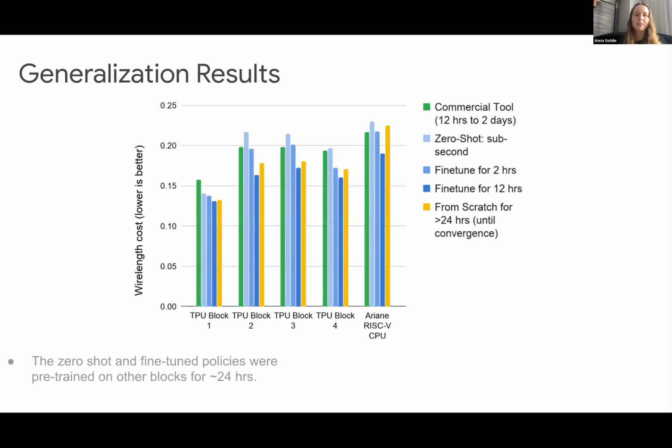So here are some other generalization results. Here you can see that as you pre-train on a larger number of blocks, if you take a zero-shot model, which is basically generating a placement in a sub-second, it's not so much. And then as you fine-tune more, you get better results. But the model that was fine-tuned for 12 hours still does better than the model that was trained from scratch but fine-tuned on this block for 24 hours.